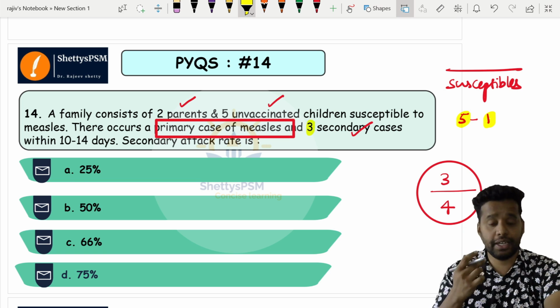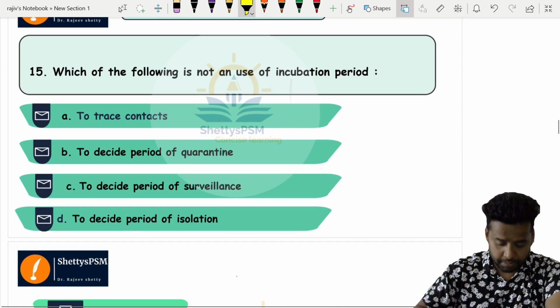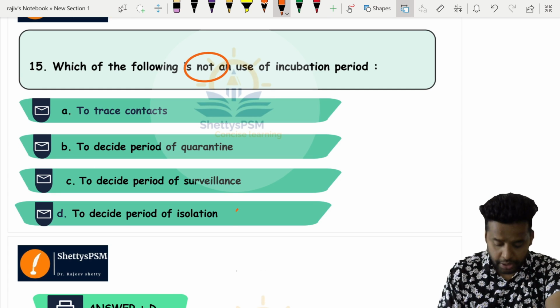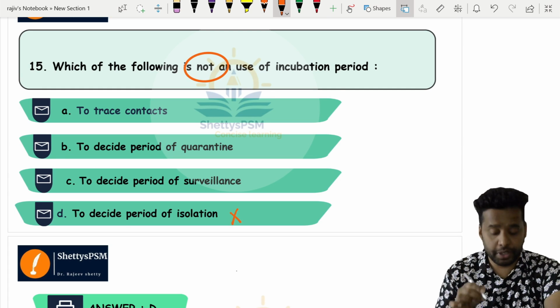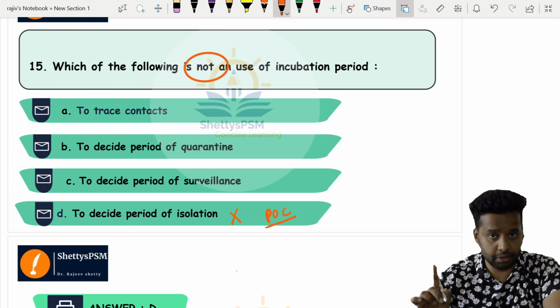So secondary attack rate is 75%. Which of the following is not a use of incubation period? Isolation is decided based on period of communicability, not related to incubation period.